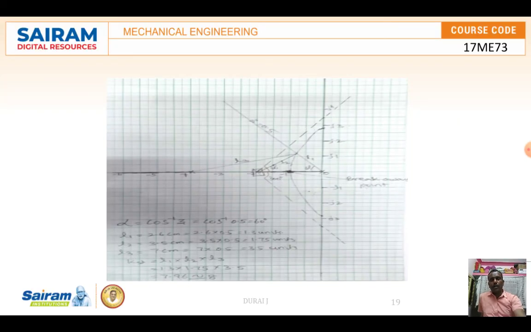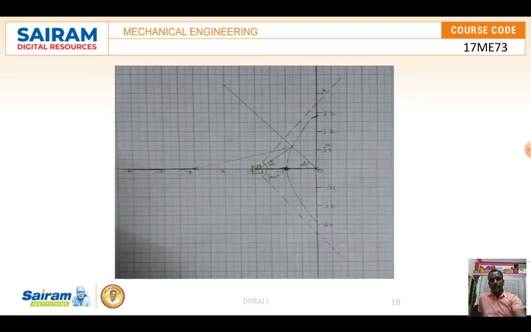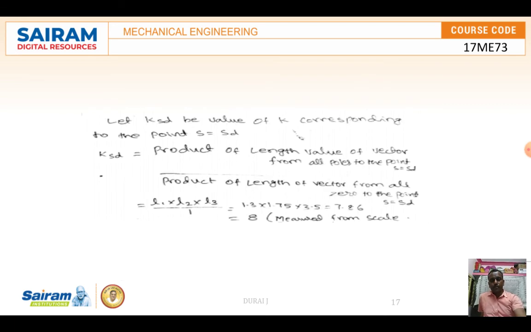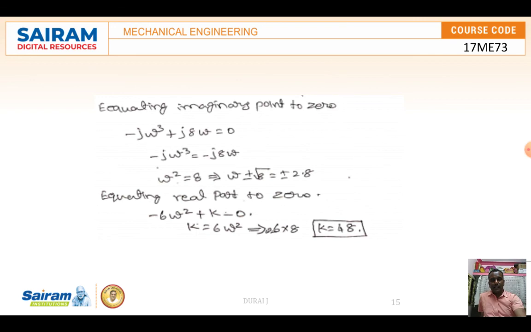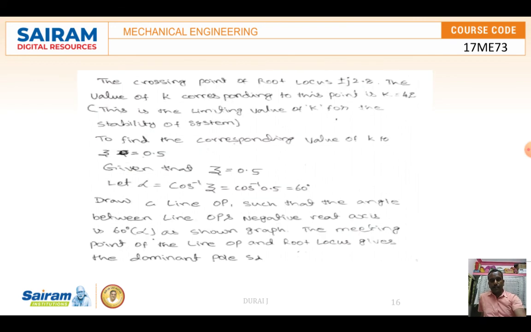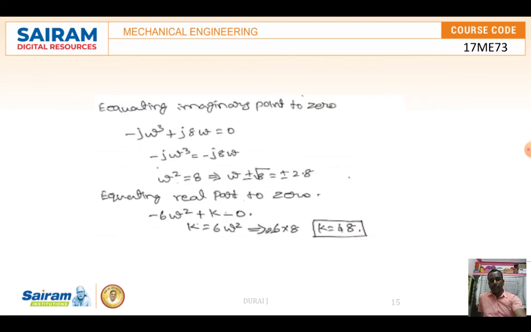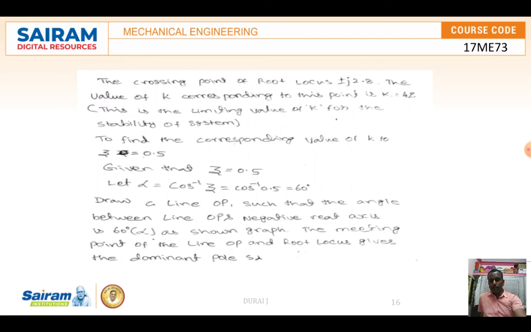So this is the way we do this root locus problem. From here we find the k value. The relative stability value is what we find over here, that is 48, okay.